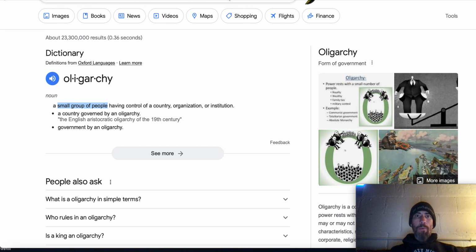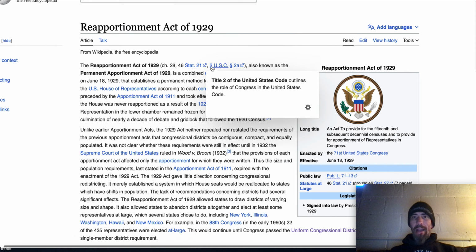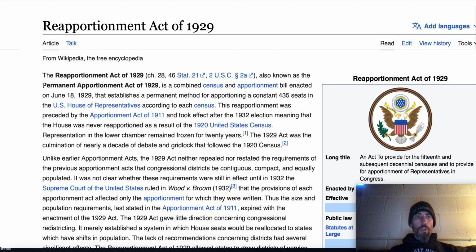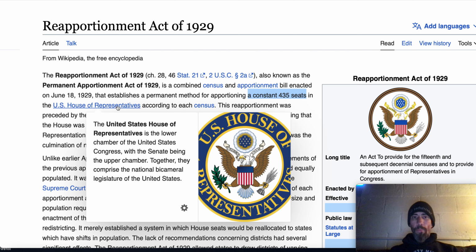What do we mean by that? Well, let's go to this. The Reapportionment Act of 1929, also known as the Permanent Apportionment Act of 1929. Permanent, that's the key term there. A permanent method for apportioning a constant 435 seats in the United States House of Representatives. Okay, a constant 435 seats.